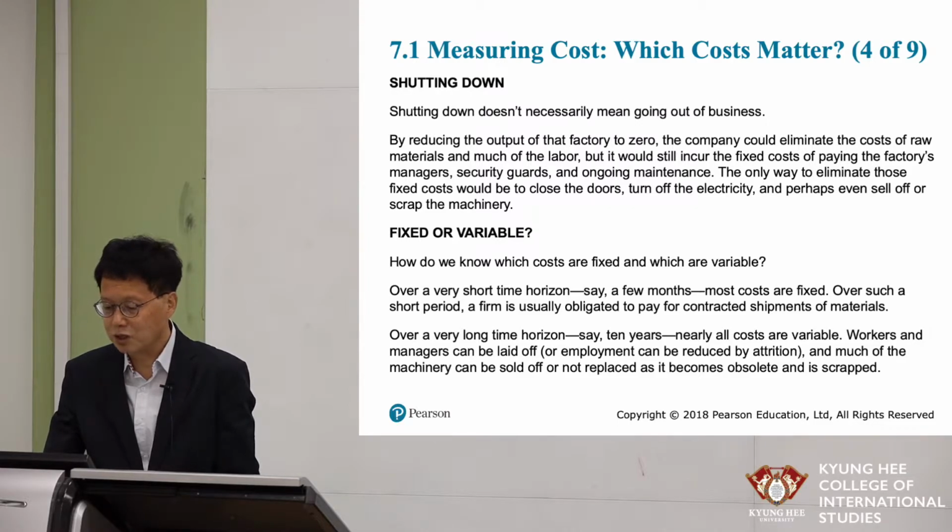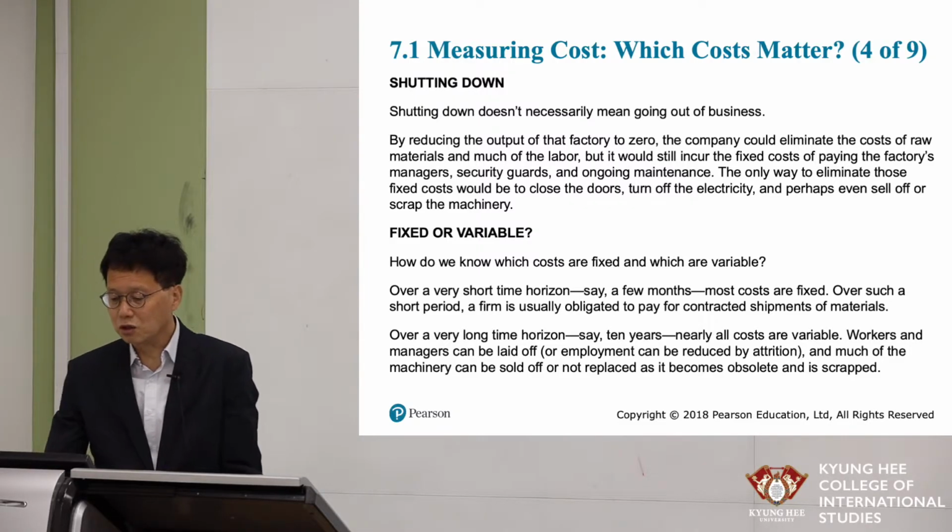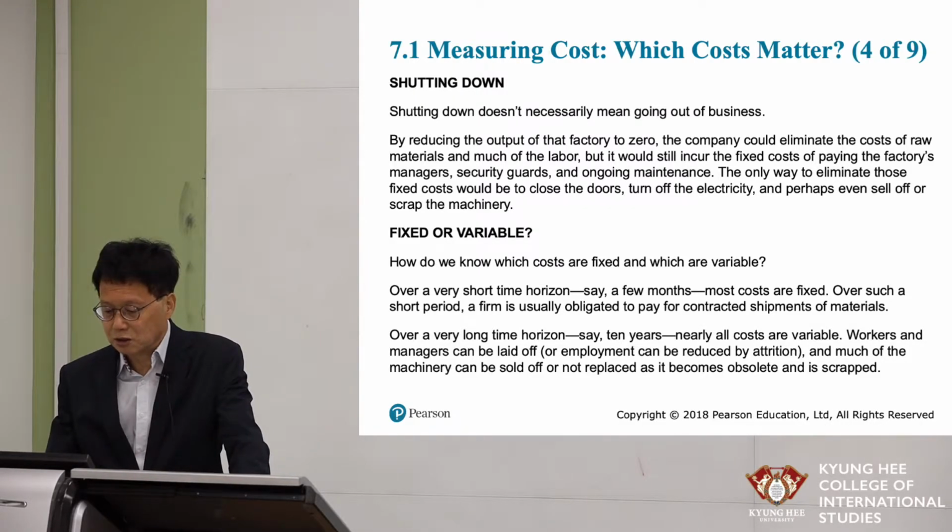The only way to eliminate those fixed costs would be to close the door, or go out of business, turn off the electricity, and perhaps even sell or scrap the machinery. Fixed or variable? How do we know which costs are fixed and which are variable? Over a very short time horizon, in the very short run, say a few months, most costs are fixed. Over such a short period, a firm is usually obligated to pay for contracted shipments of materials, for example.